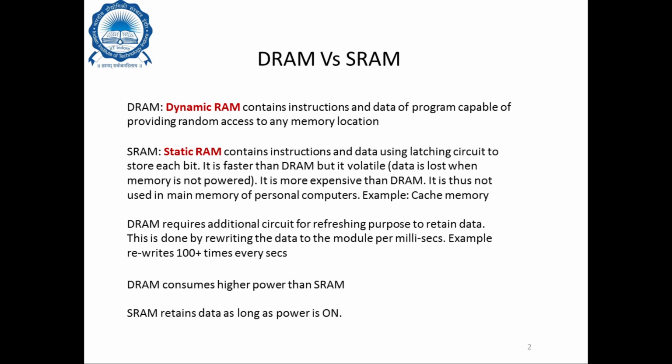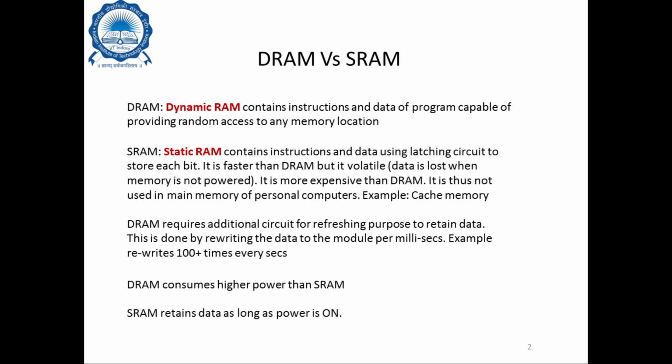Another significant difference is that it is more expensive than DRAM, and it is thus not used in the main memory of personal computers. One of the applications of static RAM could be cache memory, which you will learn in the upcoming lectures of this course. So you see basically three major differences. First, on the architectural side, it uses a latching circuit to store each bit. Second, in terms of volatility, it is faster than DRAM but is volatile. And third is the design cost, which is the expense. SRAM is certainly more expensive than DRAM.